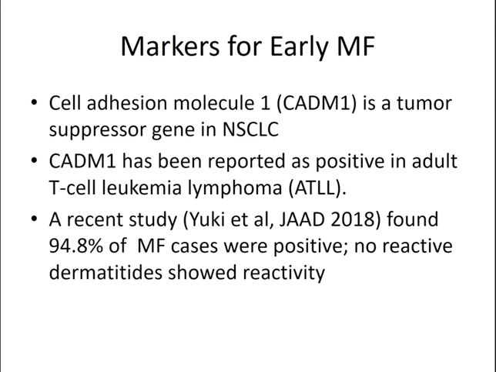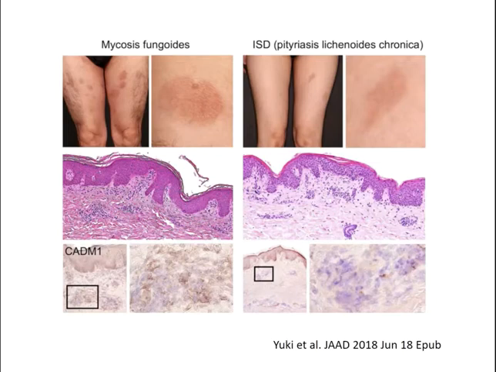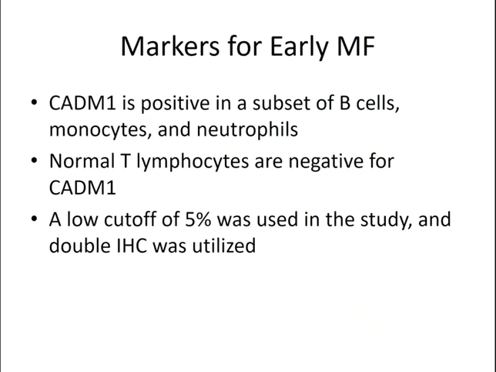Another marker is CADM1, which again has been reported to be very specific for early stage MF. Here again, early stage MF is positive according to the publication, and pityriasis lichenoides chronica is negative. Unfortunately, the cutoff was 5%, and then they used double immune stain. So you can imagine that, at least in my mind, it's kind of hard to really make sure that this is working or not. But it's one of the markers that is out there.